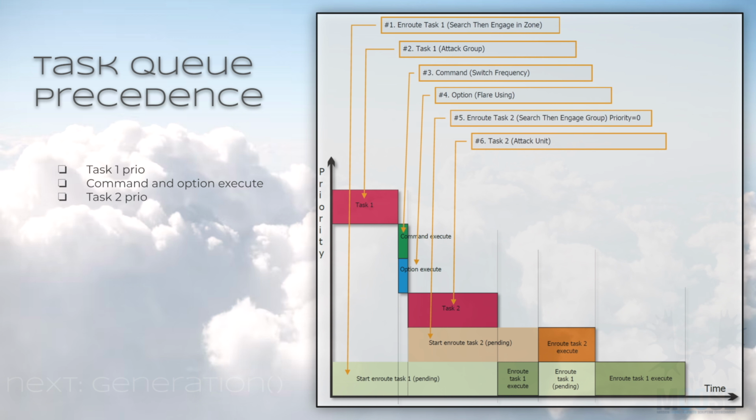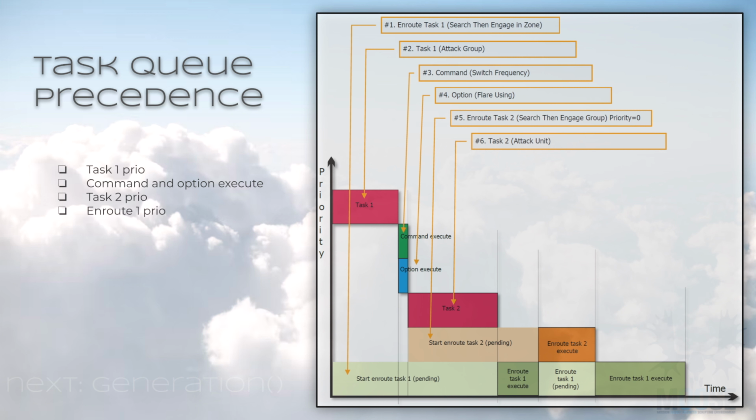Then we see task 2. Task 2 is an attack unit. Task 2 comes just in front of another en route task, which is overwritten and it's pending, and that is also over task 1, which is also pending now. Because task 2 is a performed task, it happens immediately and it overwrites the pending en route task. The second en route task is waiting until it can be initiated.